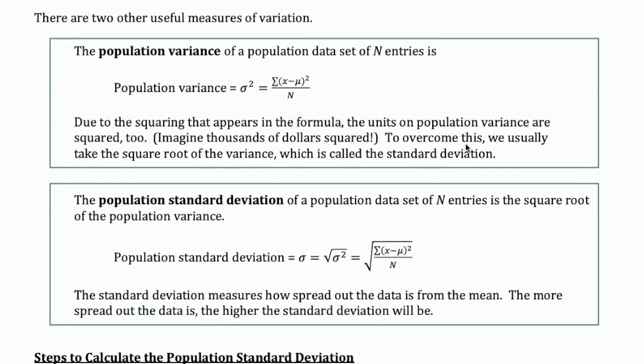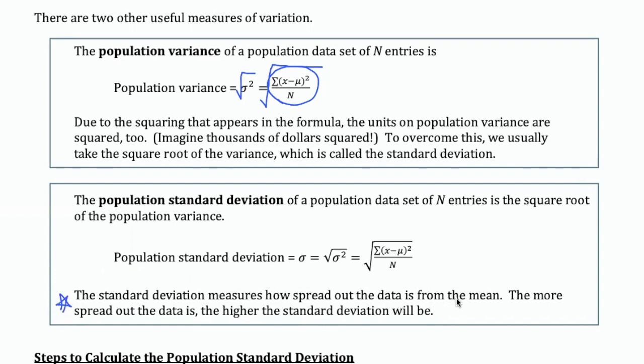So to overcome this, we usually take the square root of the variance, which is called the standard deviation. And that's what the next box says to you. We have the exact same formula that's up above, and we just put a giant square root over it. When we do that, we get just sigma. So that is the symbol for population standard deviation equals the square root of the sum of the variances squared divided by capital N.